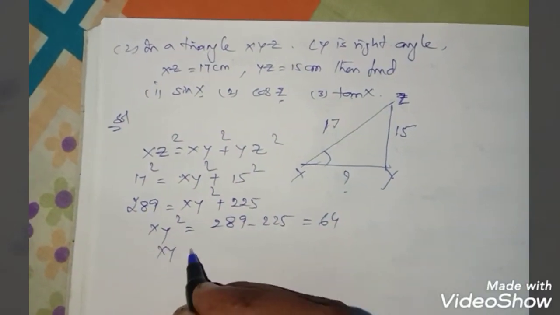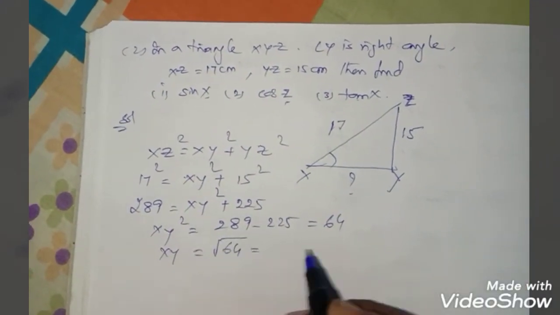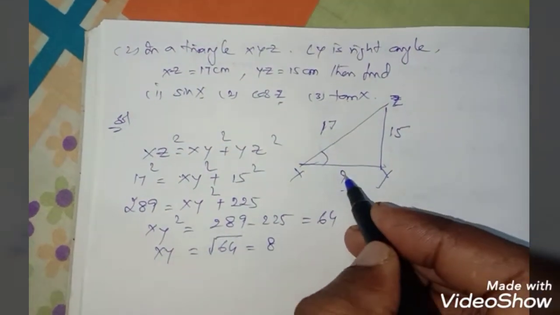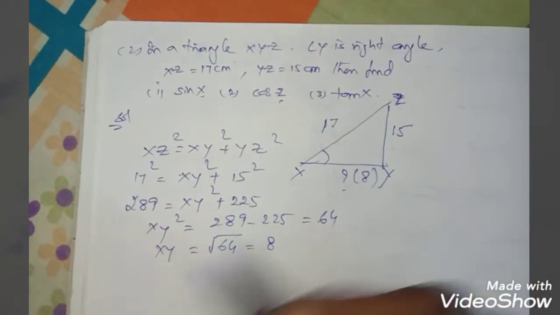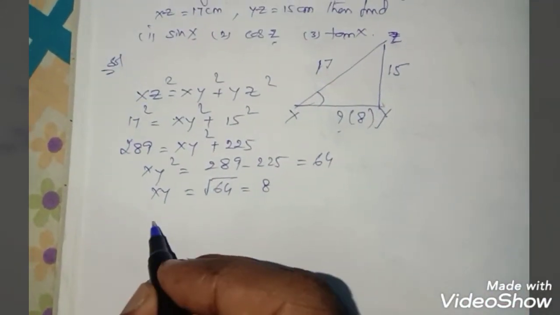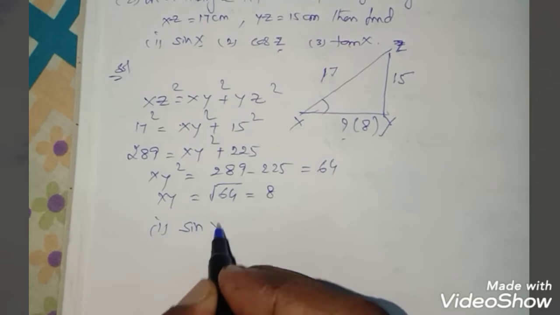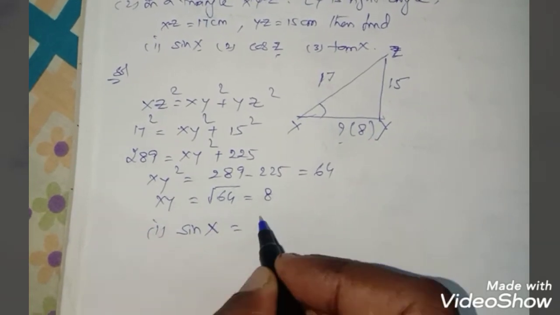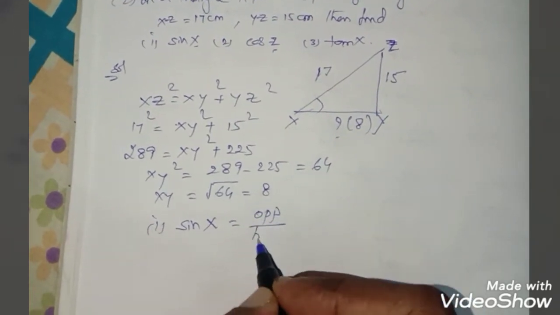Here XY is nothing but square root of 64. Root of 64 is 8. So this value is 8, right? So after getting the value of adjacent, then we have to go for your ratios. Now what is the first ratio they have asked here? Sin X. Sin X is nothing but, already we know that, opposite by hypotenuse.